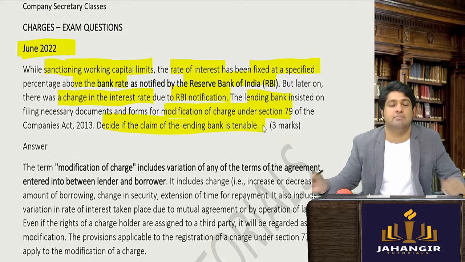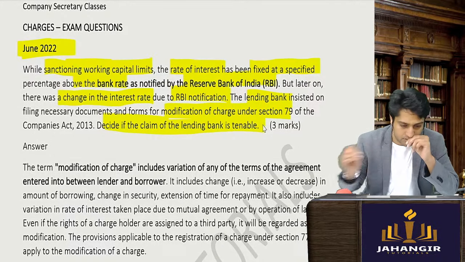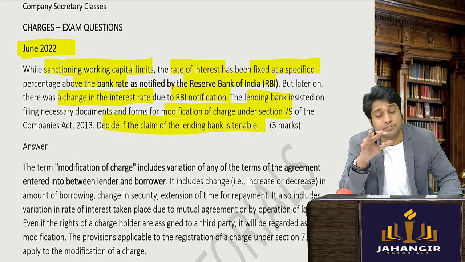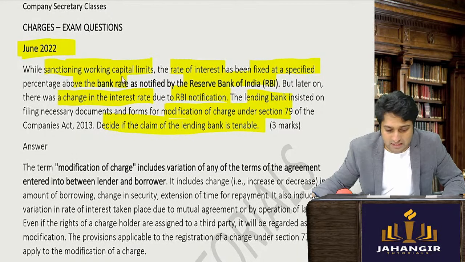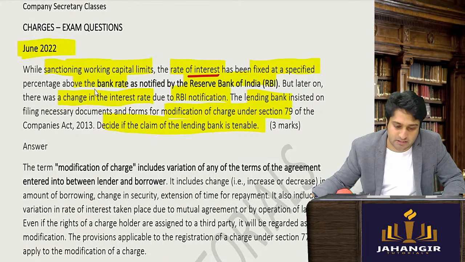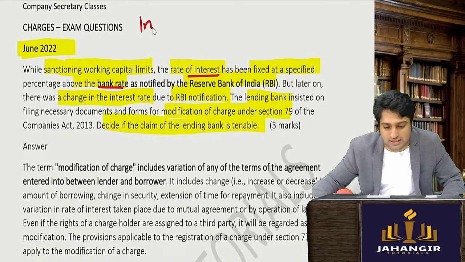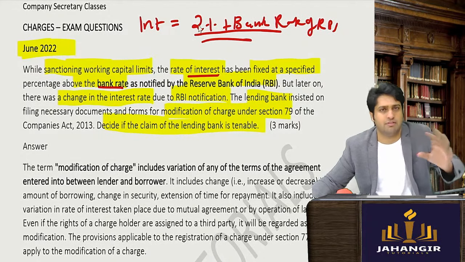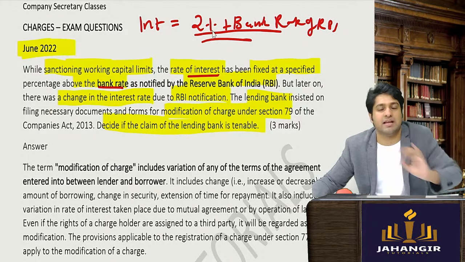Decide if the claim of the lending bank is tenable. Now understand, you need to read properly, okay? While sanctioning the limits, the rate of interest has been fixed at a certain percentage above the bank rate notified by RBI. So normally the interest rates can be fixed as 2% plus the bank rate of RBI. So this was fixed. They will fix a percentage plus the bank rate.